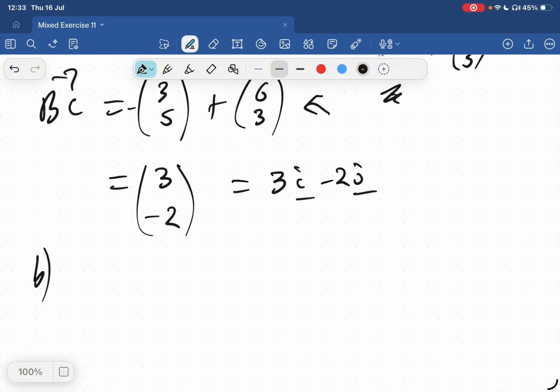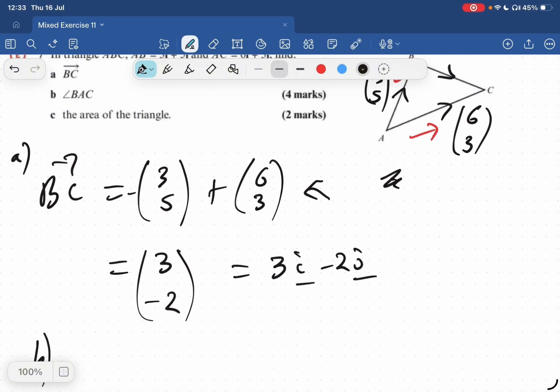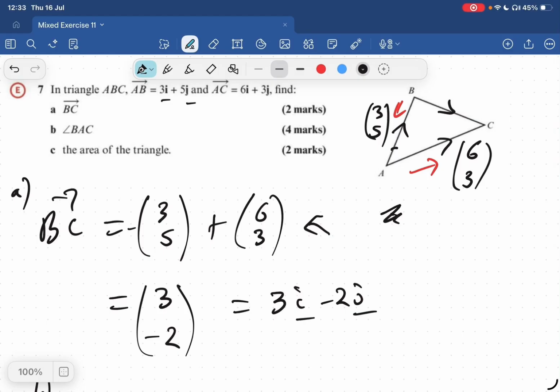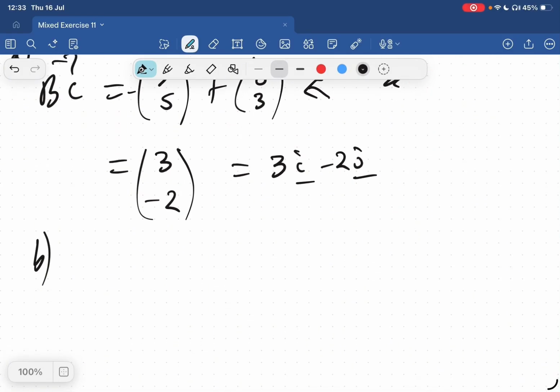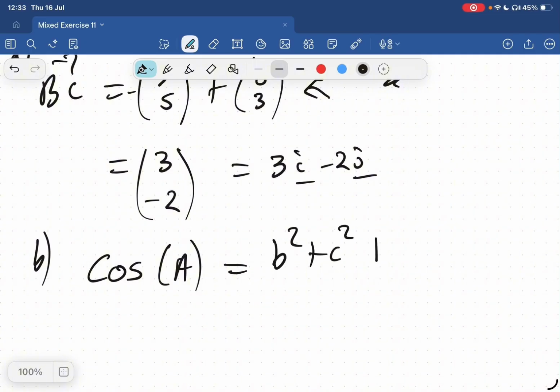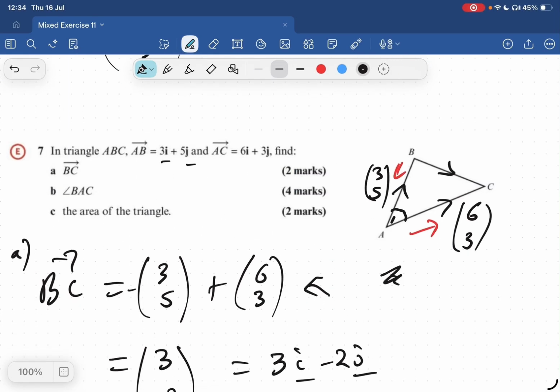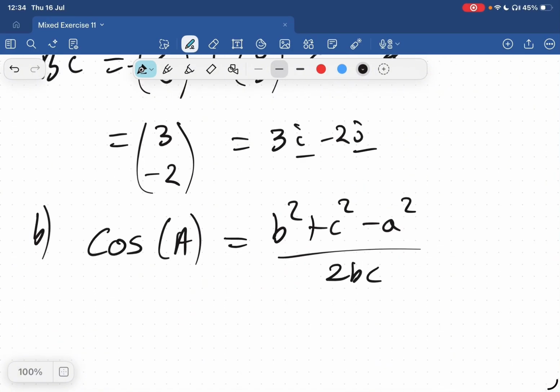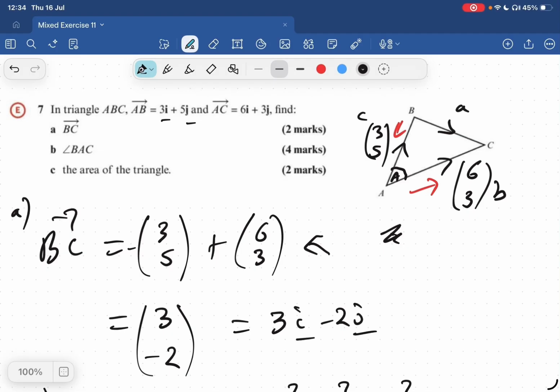Okay, part B now, we need to find the angle BAC. Okay, this angle BAC here. Hopefully what comes to mind straight away is your cos rule. Okay, so b squared plus c squared minus a squared over 2bc. What is a? Well, we have this as big A, and little a has got to be opposite big A, and then this being b and that being c, doesn't matter.